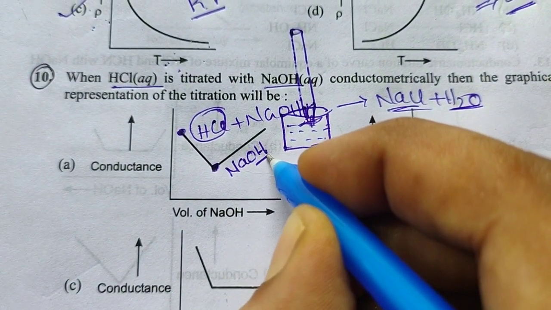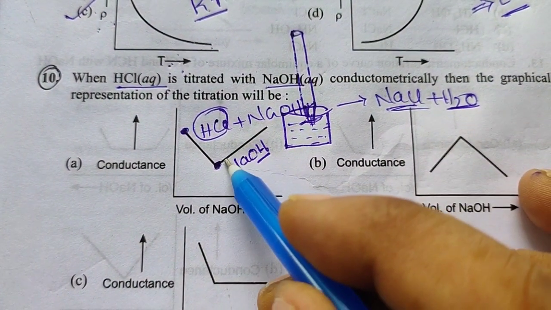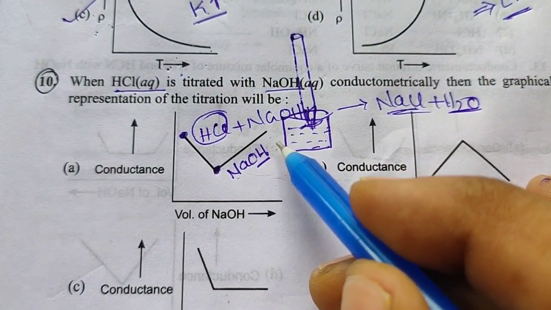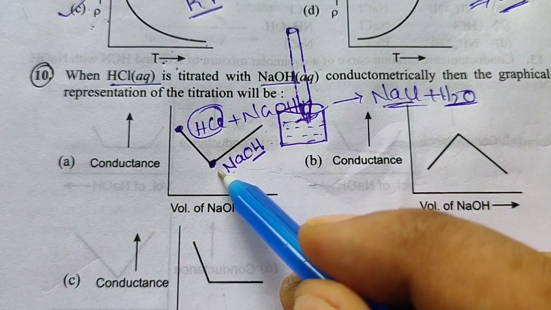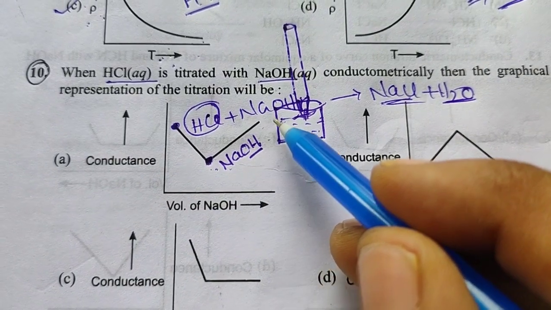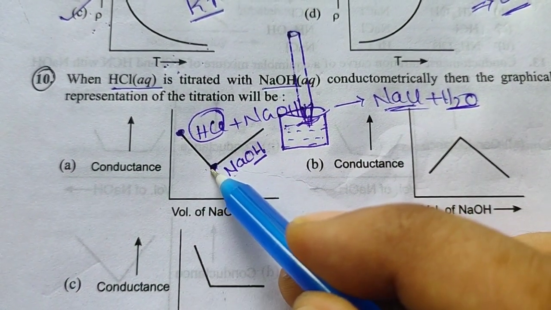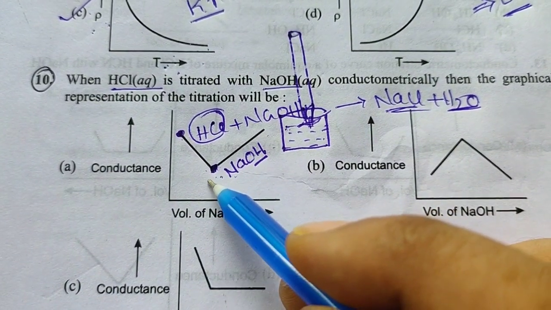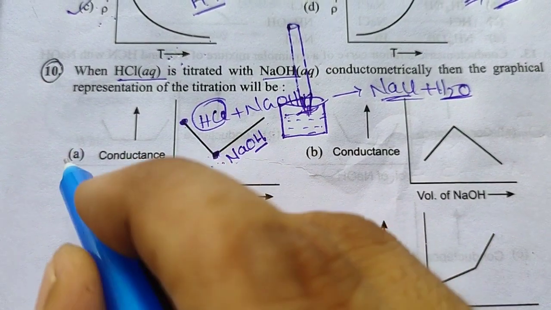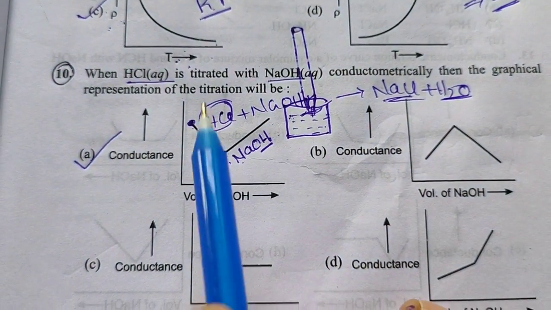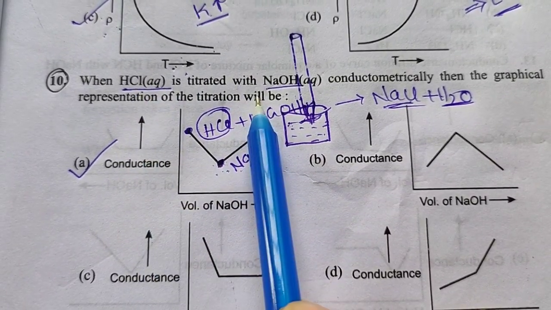Here OH mobility is more when compared to Cl mobility. When compared to NaCl, NaOH conductance is more, that's why it increases. First it decreases, gets the endpoint, and after that increases. So this is the correct relation, the graph between HCl and NaOH. Both are strong.